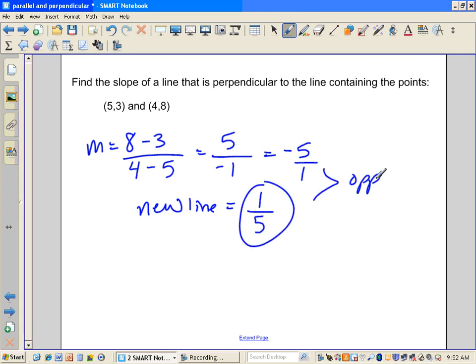These are opposite reciprocals. Thanks for listening.